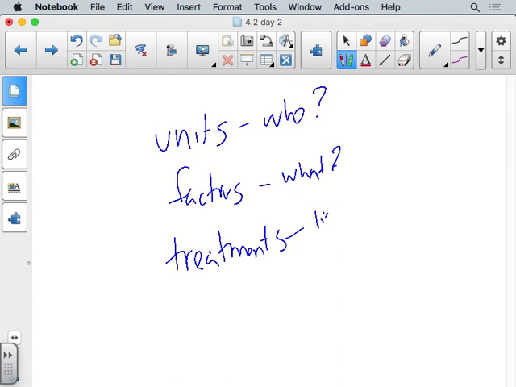So the treatments are like a list of all types of treatments. This group gets Coca-Cola, this group gets Dr. Pepper, this group gets Pepsi, and this group gets RC Cola. Which one's the best? That's like your treatments. Your factor would be me giving them different types of soda and wanting to know who's best. And the who would be my AP statistics class or whatever. So that's kind of the difference between those two. We just hadn't really talked about factor in a word.